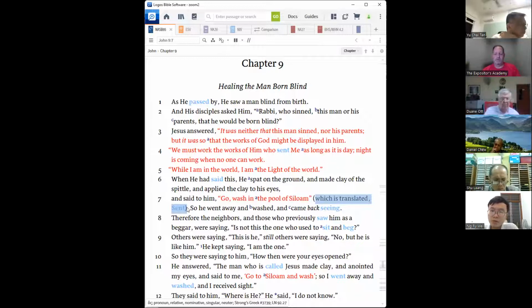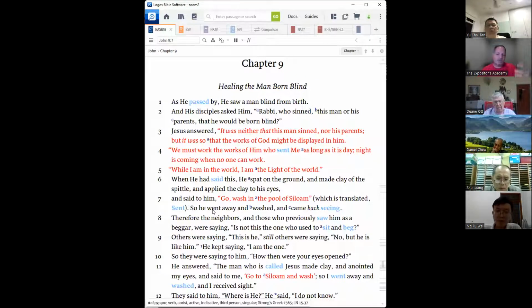Because again, remember, John's audience is a broad audience, and so he's anticipating Gentiles maybe reading this. And so at times he makes these comments about a particular word, what it means. And here he gives the meaning of the word Siloam, which is translated sent. Now, that may not seem like much, but as we go through the story, there's an emphasis on this idea of who Jesus is.